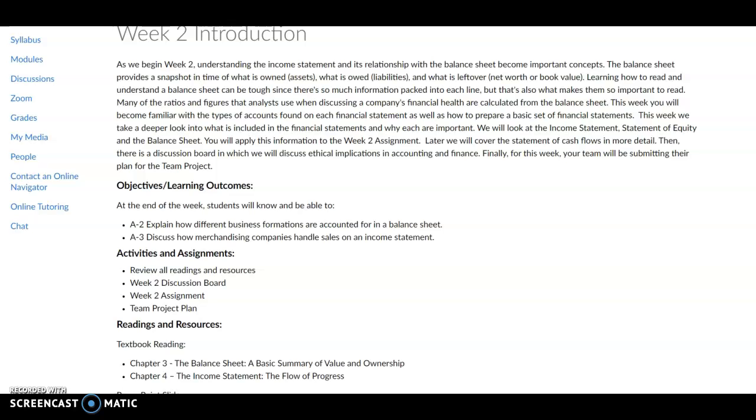We will also take a deeper look into what is included in the financial statements and why each is important. We are going to look at the income statement, the statement of equity, and the balance sheet. You will apply this information in the Week 2 assignment. Later, we will talk about the statement of cash flows in more detail. There is a discussion board this week, which will discuss ethical implications in accounting and finance. And the last thing for the week, you will be submitting your team plan for your project. This will detail out who is doing what and when it should be completed.